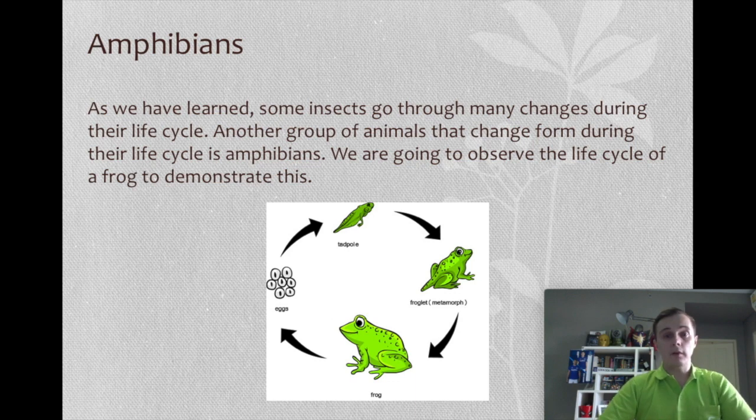So, as we learned last week, some insects go through many changes during their life cycle. We talked about how a butterfly starts as an egg, hatches as a caterpillar, then it goes into a chrysalis, a pupa, and then out of it a butterfly emerges, which looks completely different to every other stage. Another group of animals that completely change form during their life cycle is amphibians. Amphibians have very different forms through their life cycles. And the most famous amphibian that you know of is a frog, so that's what we're going to look at today.